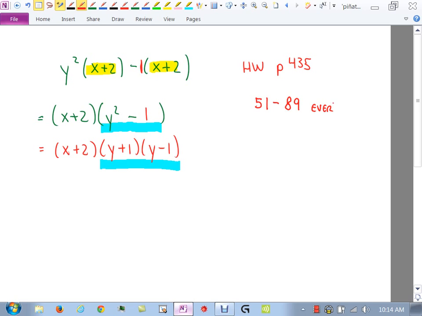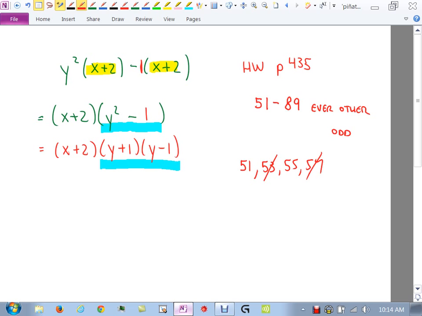Every other even, or odd, sorry. That means you'll do 51. These are the odds, right? You will skip every other. So you'll do 51, skip 53, do 55, skip 57, do 59, do every other odd. Okay? All the way till you get to 89. Understand?